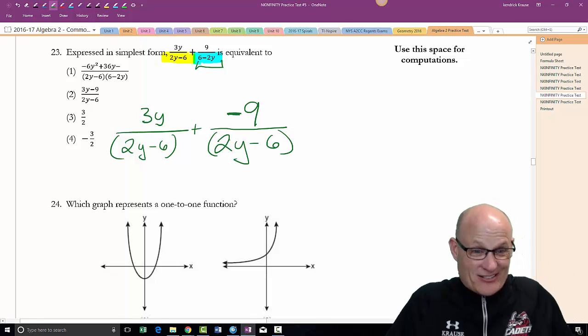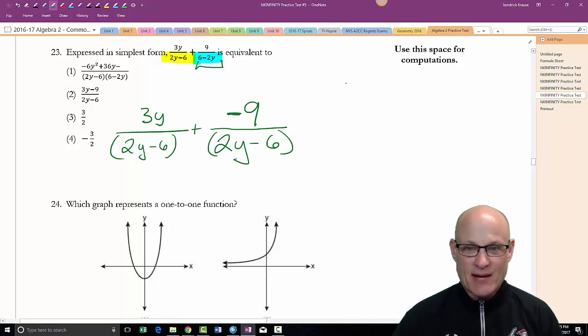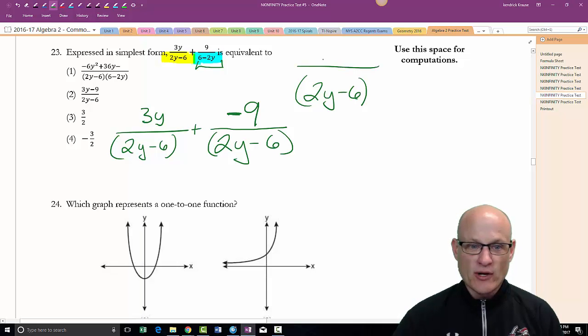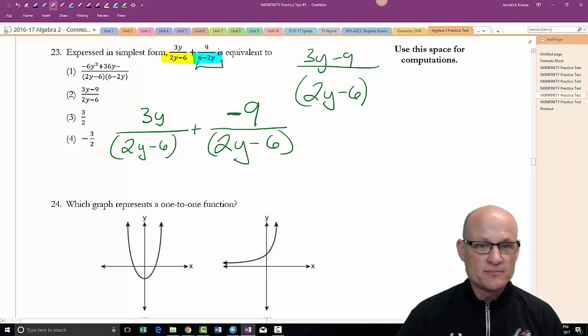Well, now look at it. Now it's like, whoa, this isn't bad. I got the same denominator. My denominator is 2y minus 6. My numerator is 3y minus 9. I'm done. Come over and pick this one.